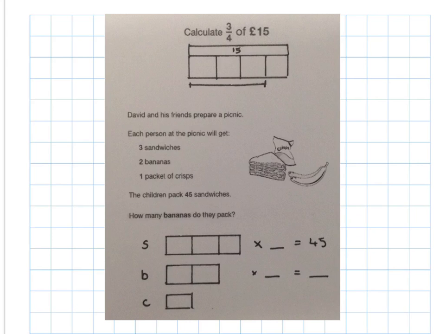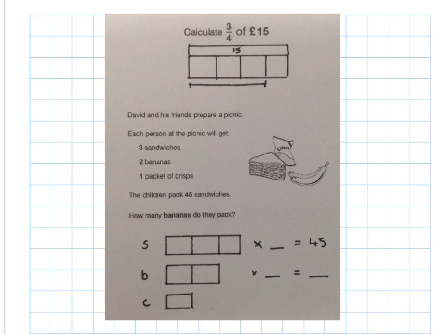And then, by the same logic, I multiply the number of bananas by the same number, and the number of packets of crisps. So we should know from our 3 times table, 3 times something is 45, or otherwise, we do 45 divided by 3, will give us this number here, which should go here, and that will then be able to tell us how many bananas they took.